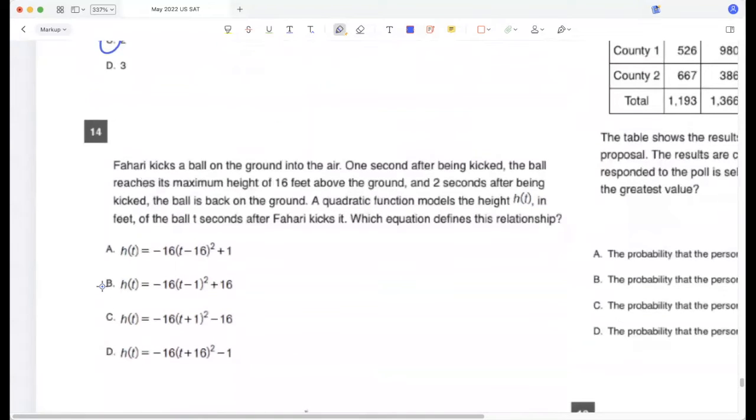Fahari kicks a ball on the ground into the air. 1 second after being kicked, the ball reaches its maximum height of 16 feet above the ground. Okay, so (1, 16) is the vertex, right? Because it happened after a second. And 2 seconds after being kicked, the ball is back on the ground. Okay, so a quadratic function models the height. Which equation defines this relationship?